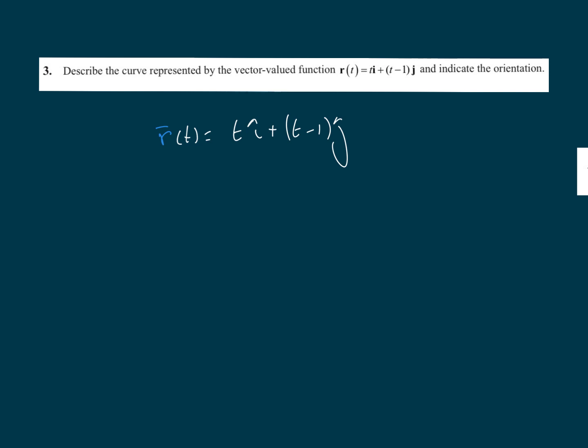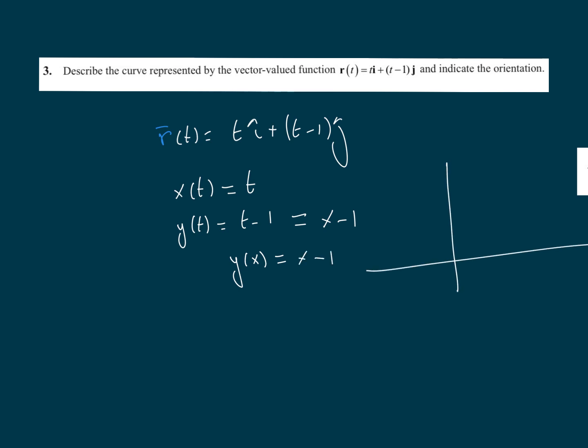And it says indicate the orientation. So x of t is t, and y of t is t minus 1. But t is x, so y is x minus 1. So the graph is y of x equals x minus 1. We can represent this: this is the x, this is the y. When x equals 0, y equals minus 1. When x equals 1, y equals 0. And the rectilinear line here is this one.